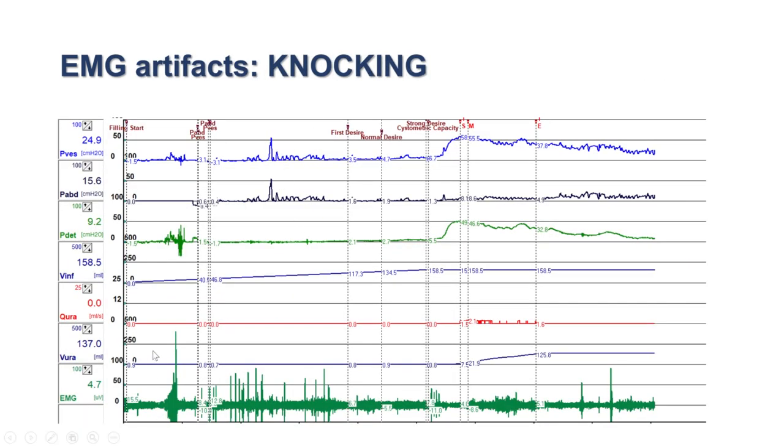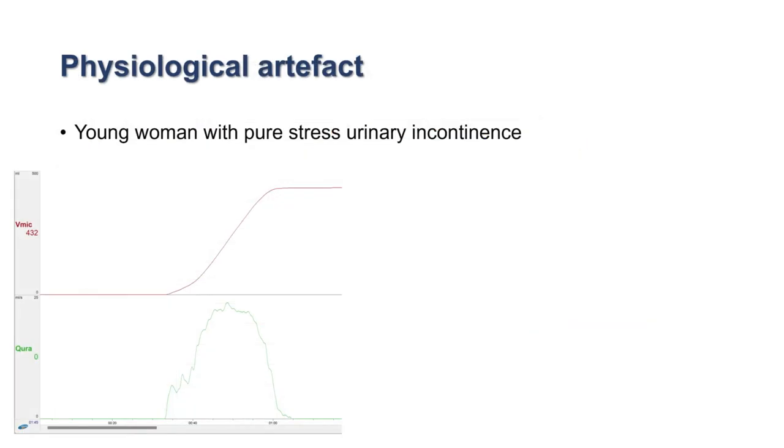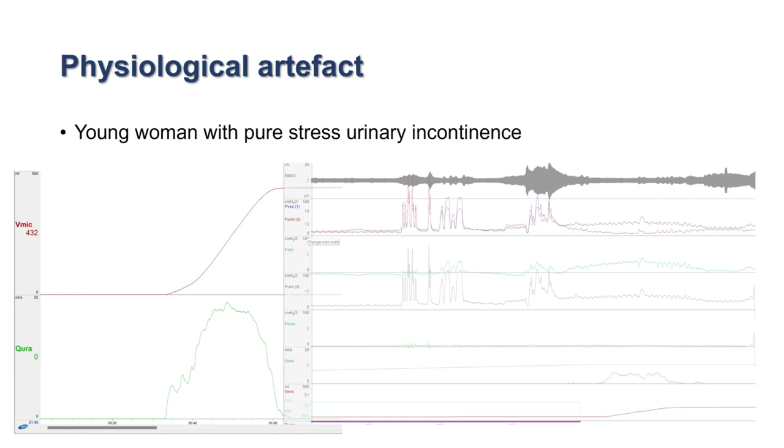Then there can be knocking artifact, where the patient has moved and one of the leads of EMG has moved. Now there can be physiological artifacts, like in this young woman with pure SUI with a normal uroflow. When urodynamics was done, she had spasm of the pelvic floor because of the catheter discomfort, which led to this kind of abnormal flow pattern.